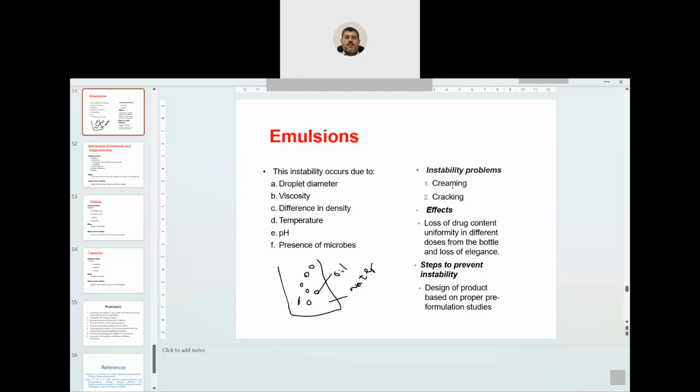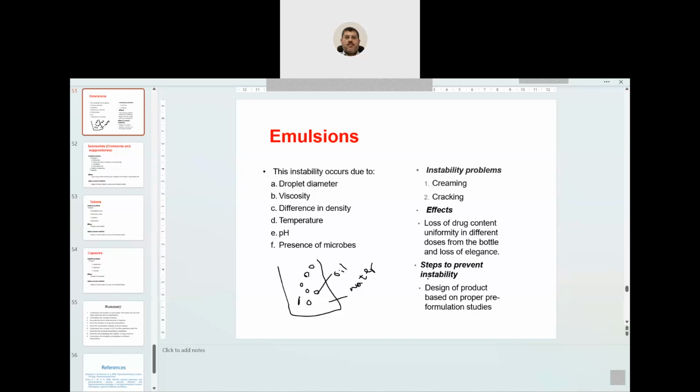So the instability problems are creaming and cracking. In creaming, the droplets merge and are on the surface. In cracking, you will have two separate phases. The effect will be loss of drug content uniformity in different doses. It means that when you take a 10 ml prescribed dose, for example, there may be some flocculation also, so you didn't take the same amount of active ingredient in each dose.